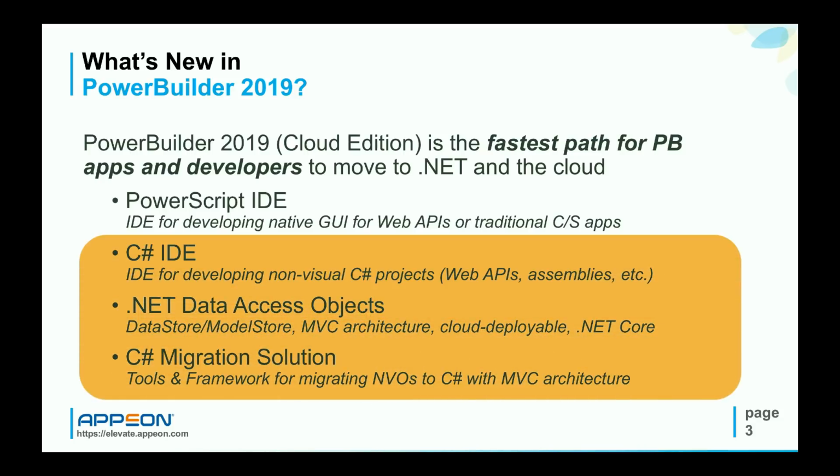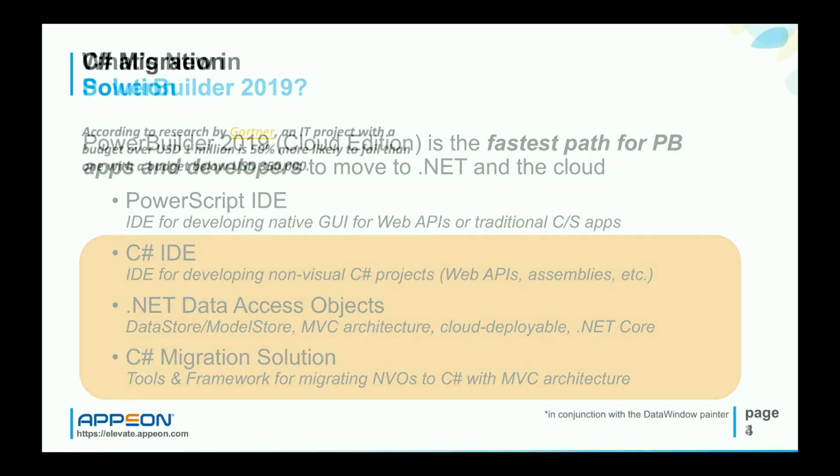And so the C# IDE plus the data access objects plus the migration solution is really what's going to help you move from PowerBuilder to the cloud, and also is the biggest difference between PowerBuilder 2017 and PowerBuilder 2019.